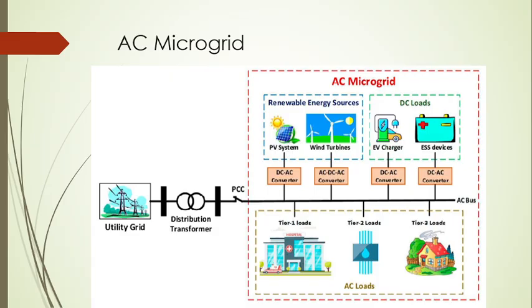The loads which are connected are industrial loads and domestic loads. All loads are connected in terms of AC supply. So the AC bus is connected directly to the loads.